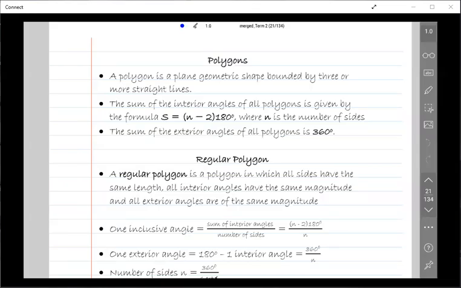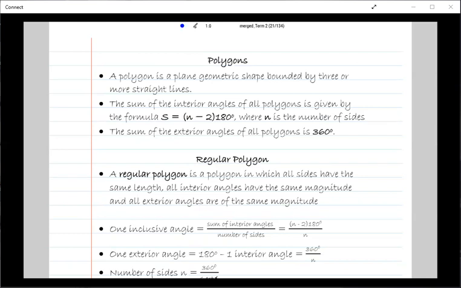All right, so let's begin. So the new topic is polygons. So I would start out by saying, what is a polygon? A polygon is a plane geometric shape that is bounded by three or more straight lines. So whenever you have a closed shape, it is a flat shape. Whenever you have a flat shape that is made up of three or more straight lines, it is a closed shape that has three or more straight lines.